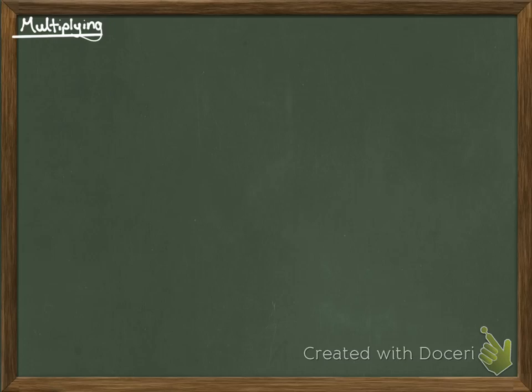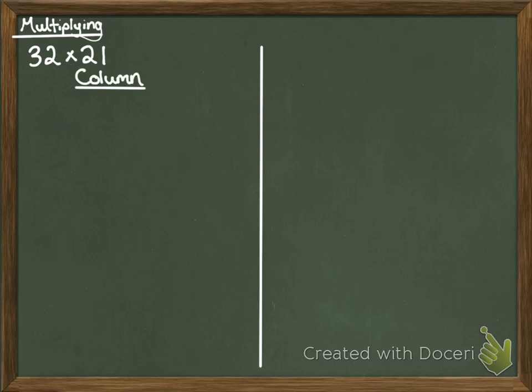Alright, today we're going to have a look at multiplying, and the first question we're going to have a look at is 32 times 21. There's two methods that we're going to have a look at: the column method, and the grid method. We'll have a look at two examples using the column method, and then we'll have a look at the same examples, but using the grid method instead.